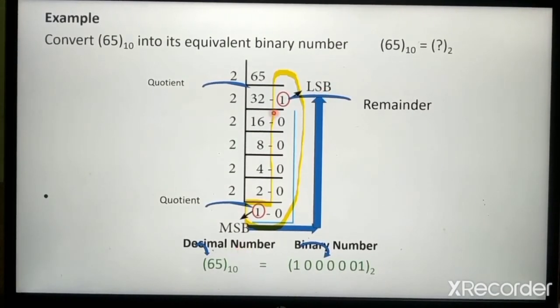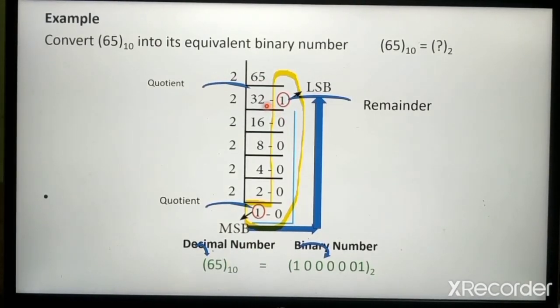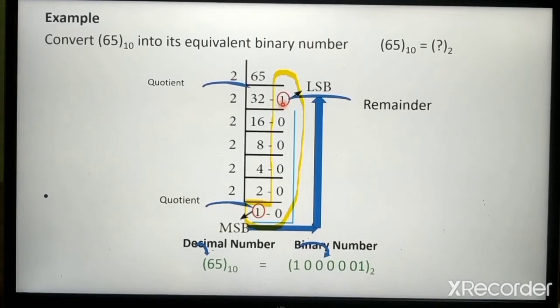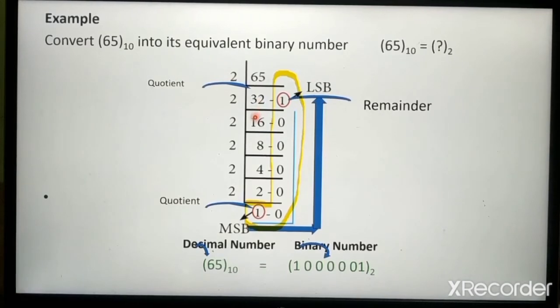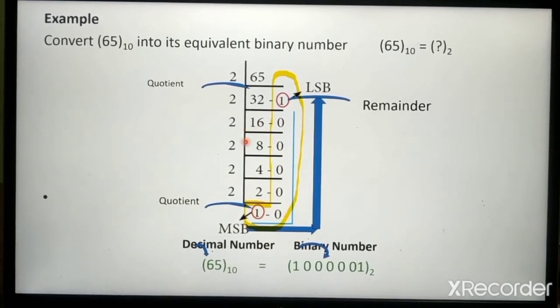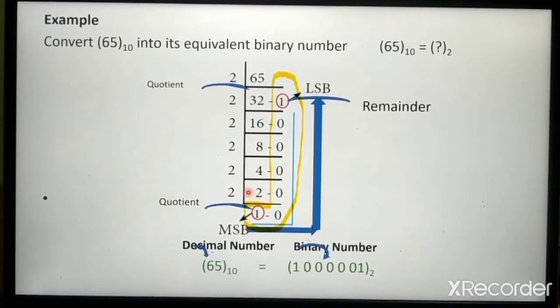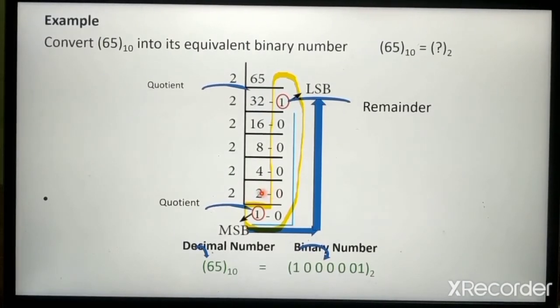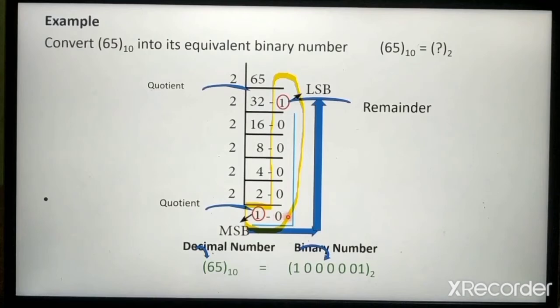Let's see, when you divide 65 by 2, we get 32 as a quotient and 1 as a remainder. Again we divide the same number by 2. We get 16 as a quotient and 0 as a remainder. Again we divide this quotient by 2. We get 8 as a quotient and 0 as a remainder. Again we divide this number by 2. We get 4 as a quotient and 0 as a remainder. Again we divide this 4 by 2. We get 2 as a quotient and 0 as a remainder. Then finally we get 1 as a quotient and 0 as a remainder.